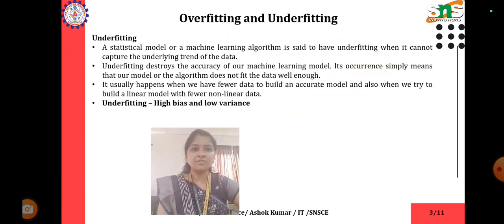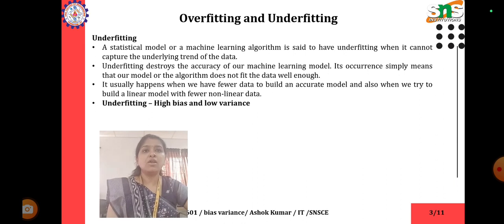So what is underfitting? A statistical model or machine learning algorithm is said to have underfitting when it cannot capture the underlying trend of the data. Underfitting destroys the accuracy of our machine learning model. Its occurrence simply means that our model or the algorithm does not fit the data well enough.